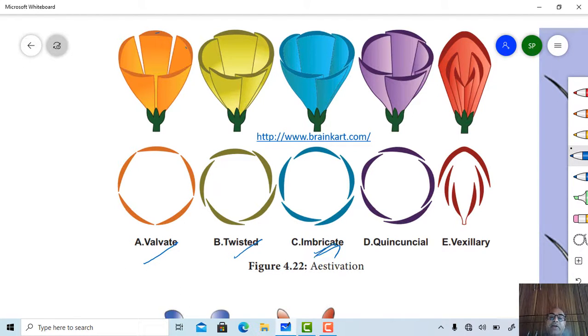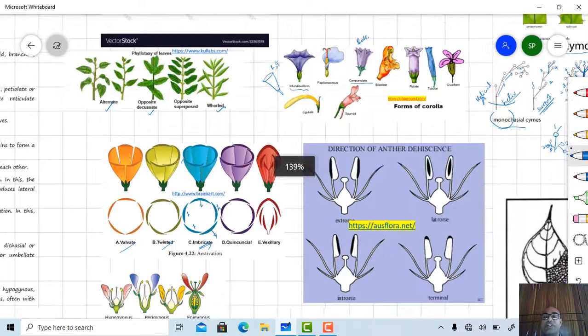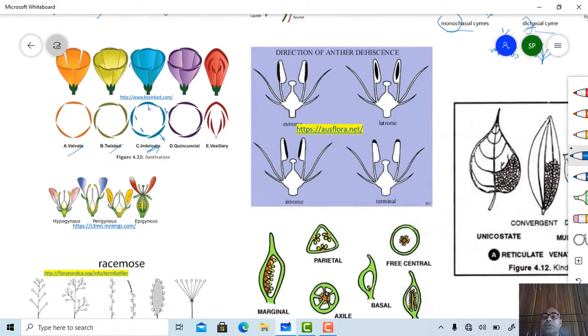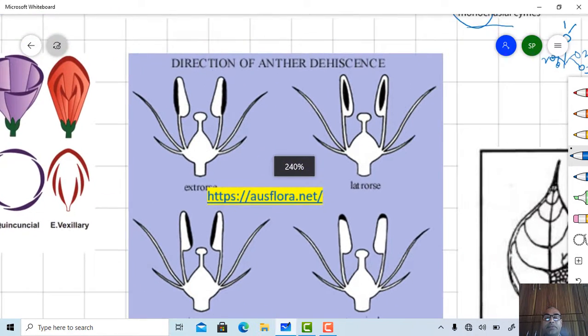While in case of imbricate kind of aestivation, one leaf is completely on the outer side, one completely on the inner side, while the remaining show such a condition, one margin overlapping, one margin inside, one margin outside. So one outer side, one inner side, and the remaining 3 showing the overlapping, then it is called imbricate type of aestivation. This one figure shows the dehiscence of an anther.